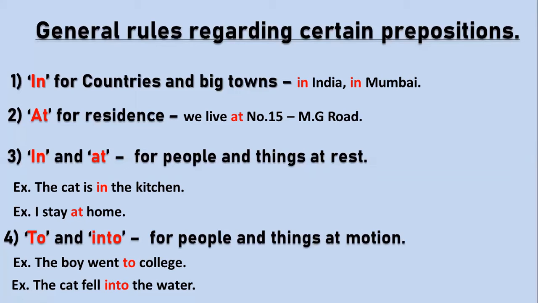Then next, to and into. These can be used for people and things in motion. When some action is going on, some work is being done, you can use the prepositions to and into. Example: the boy went to college. The cat fell into the river. So the motion has just taken place or is taking place. At that time, you can use the prepositions to and into.